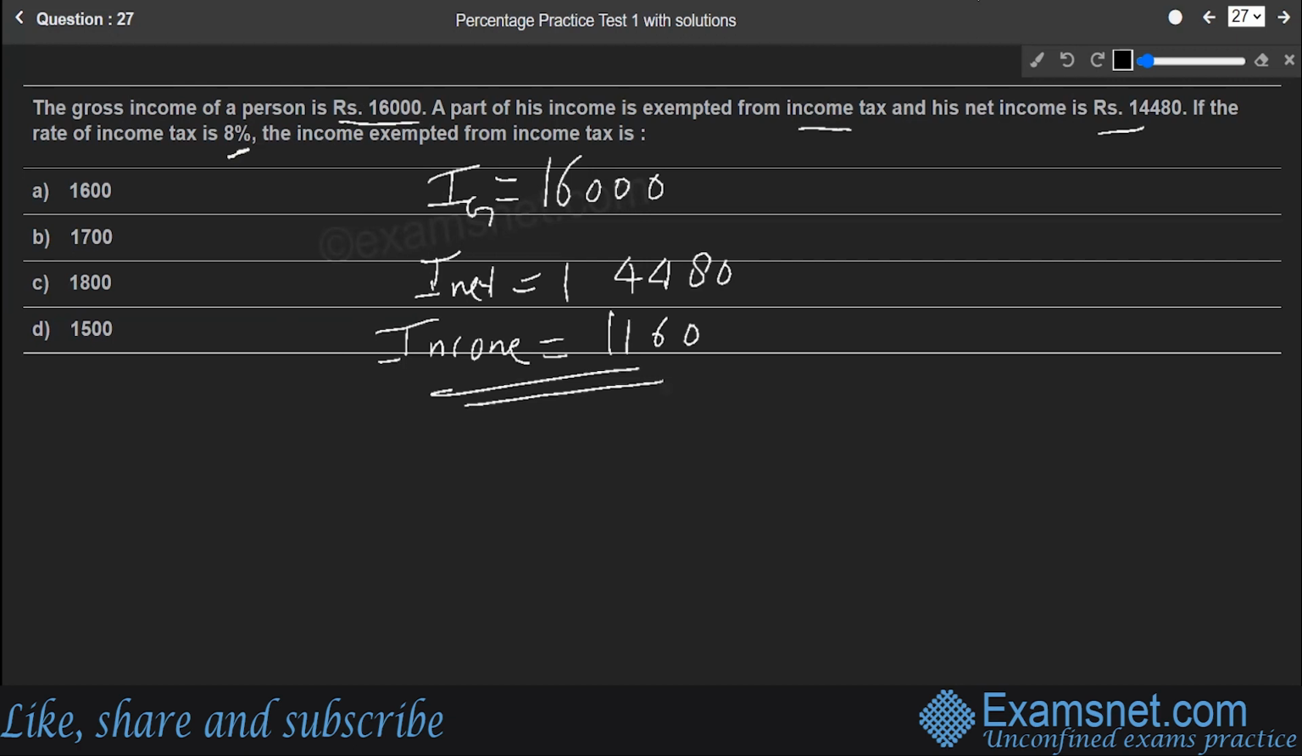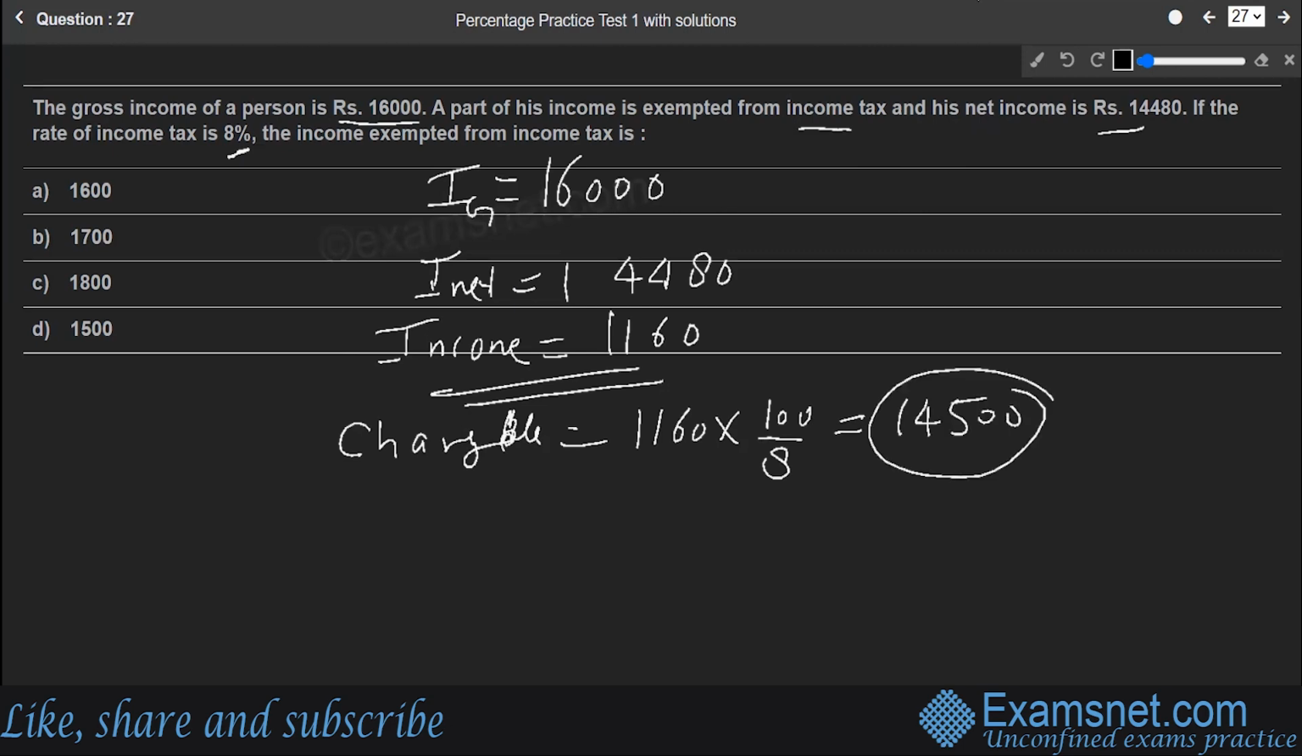If the rate of income tax is 8%, then the income exempted from income tax, he's asking for. The rate of income tax is 8%, so clearly 8% of the income is equal to the tax paid. So what will be the chargeable income? The chargeable income will be the tax multiplied by 100 by 8, because 8% is the rate. So this is how we calculate how much has not been exempted, that is chargeable. If we solve this further, this comes out to be 14,500. So this much is the chargeable income.